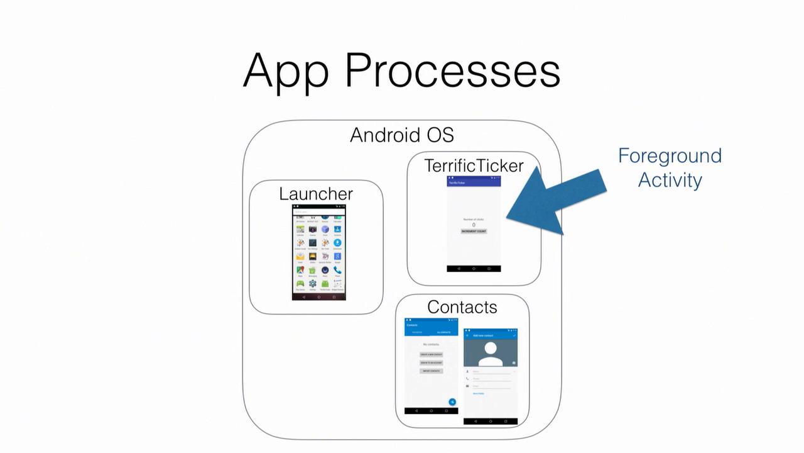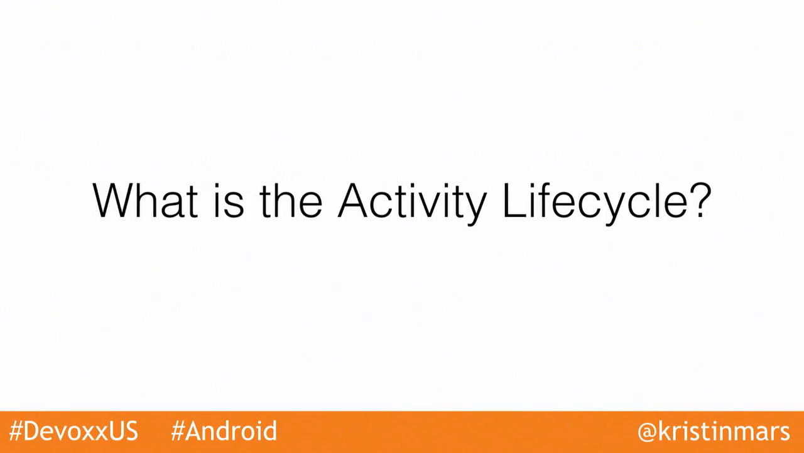And one really important thing to remember about Android activities, and it's going to come up again throughout the talk, is that only one activity can be the foreground activity across the whole system. The foreground activity is the one that's visible to the user, but more importantly, it is the one that they are interacting with. It's the one actively accepting the user input.